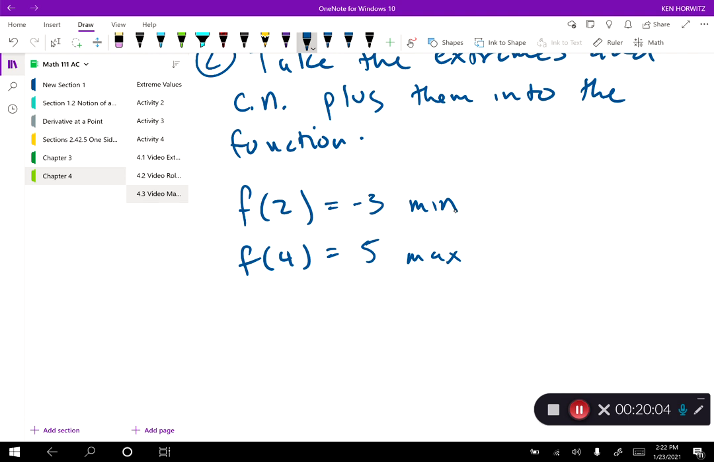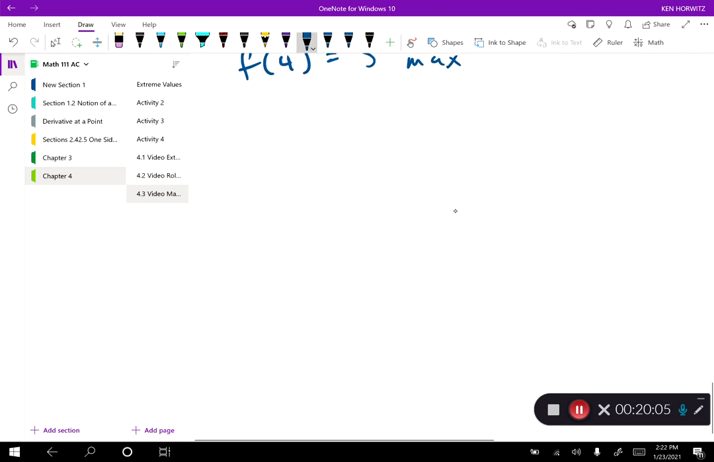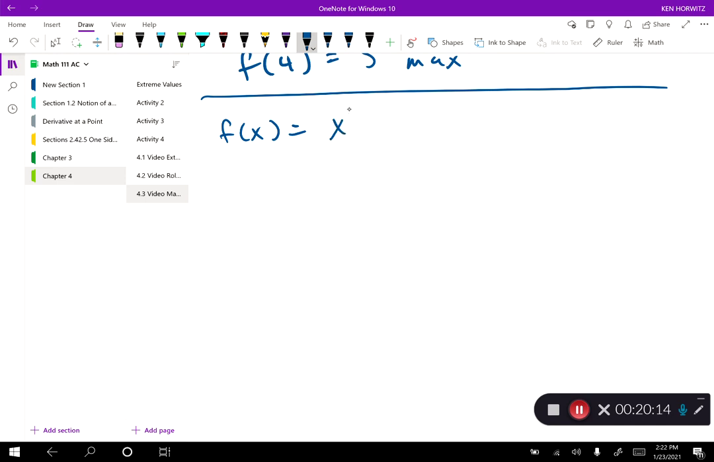All right, let's try one more. Let's see if we can get one where the critical number is in between the extremes. So I've got f of x equals x cubed minus 3x squared plus 1, and there is your limited domain.